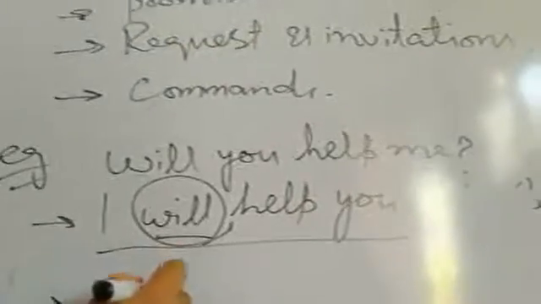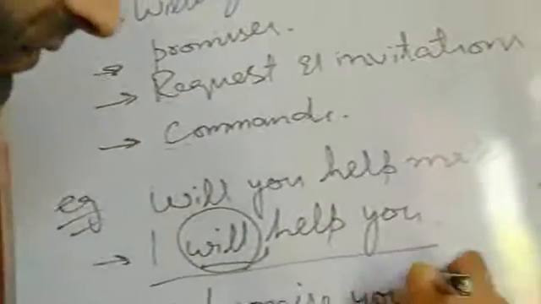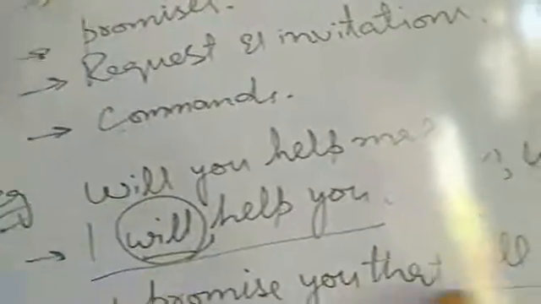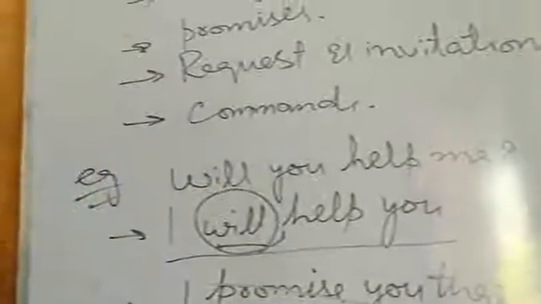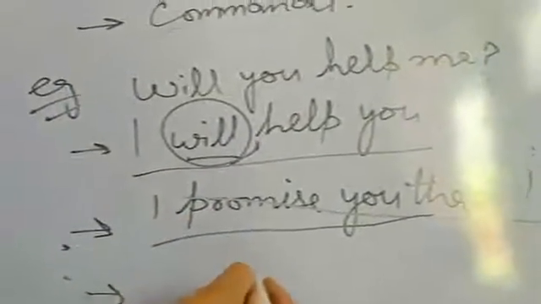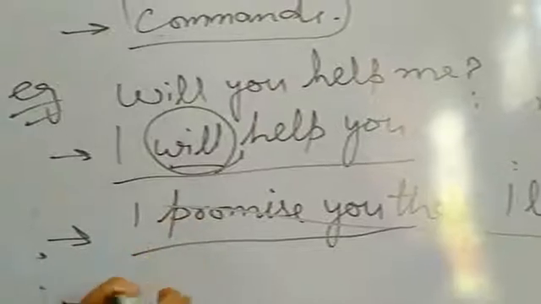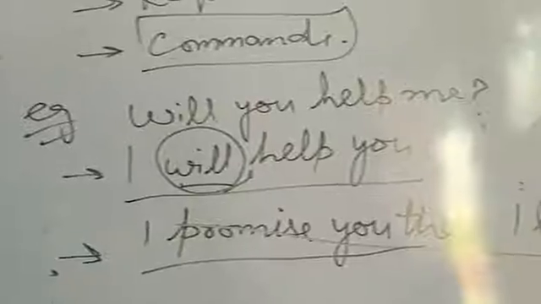Promise. I promise you that I will come. Here, when the sentence shows a promise, we need not worry about first, second, or third person, right? Request, invitation: Will you come, please? Right? Commands: You will go. Right? Willingness: I am willing to accept your offer letter. I am willing to work for you. I am willing to help you. Right?